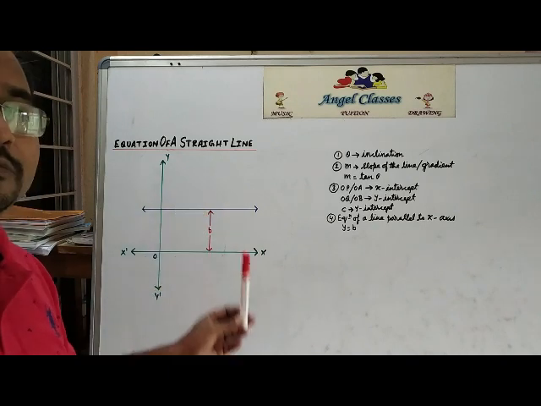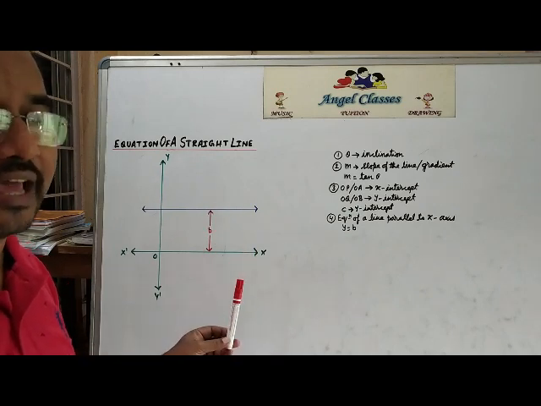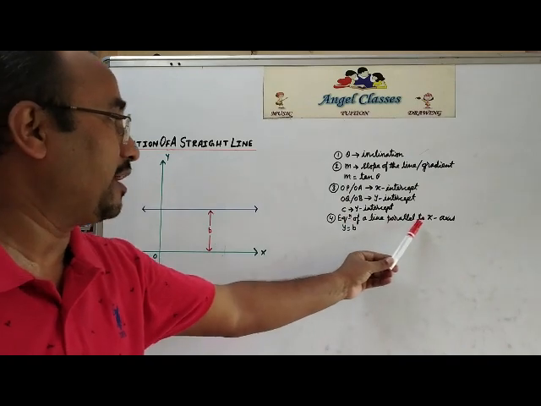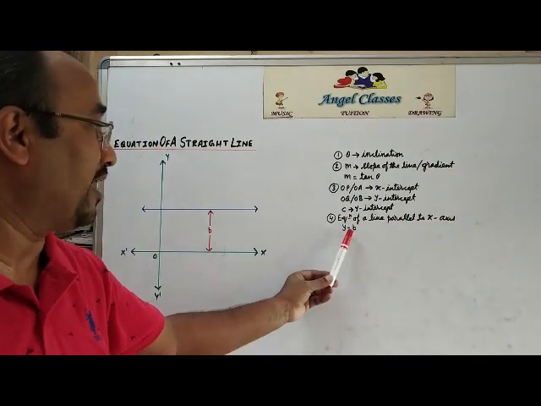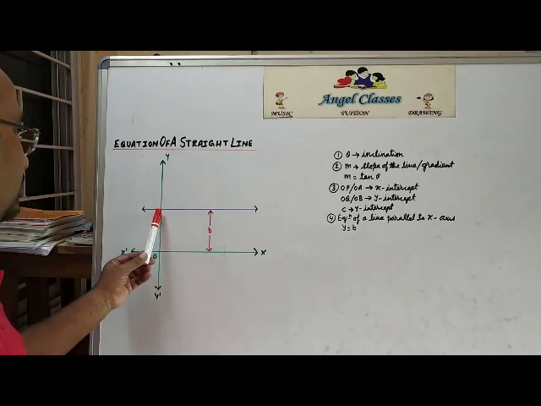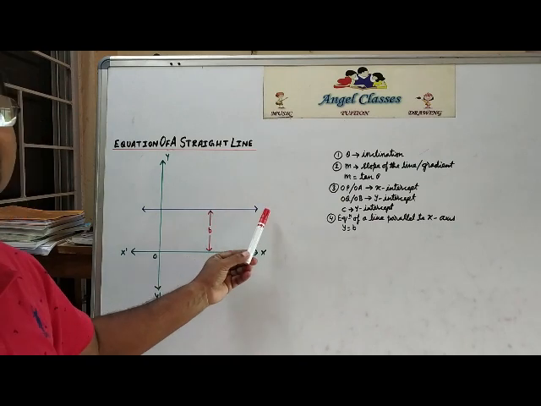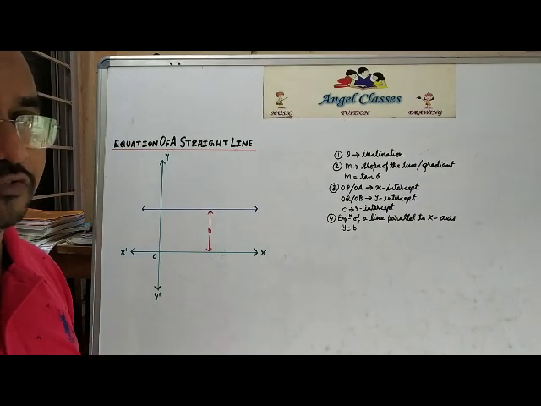But the x value will be changing. So the equation of a line parallel to the x-axis will be y equals b. So for example, if it is passing through a point here which is marked as 4, the equation of this line will be y equals 4.